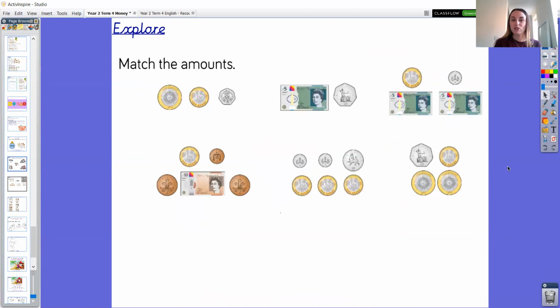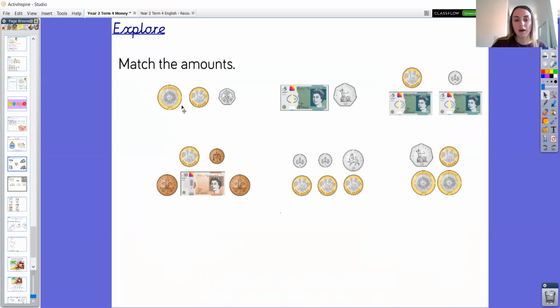Okay, the next explore question says match the amounts. So similar to the last question, the first thing you need to do is find the total of each amount before you match them up. So please pause the video here to explore this question. Well done year 2. Okay, let's have a look together.